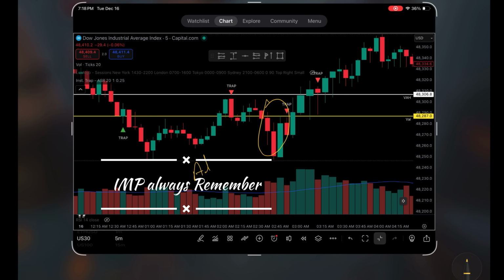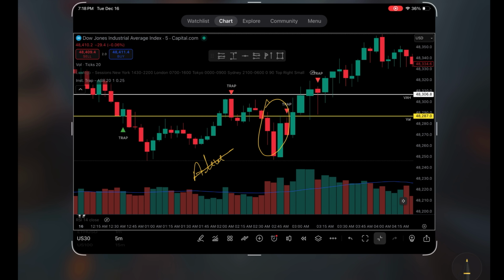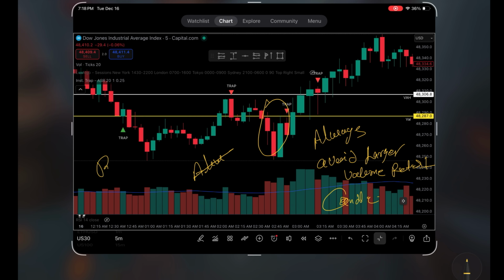One important thing to remember: always be cautious with large retest candles. In my backtesting, most of the time these candles are created by liquidity grabs, and they often end up hunting stop losses. That's why I prefer smaller, controlled retest candles. They usually give clearer reactions and better structure.